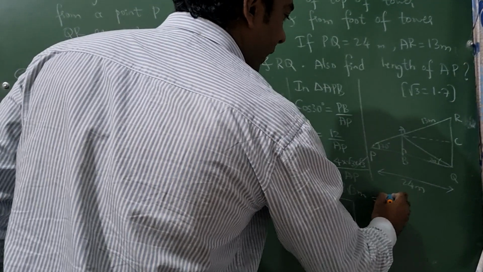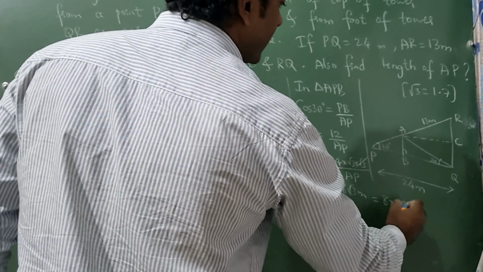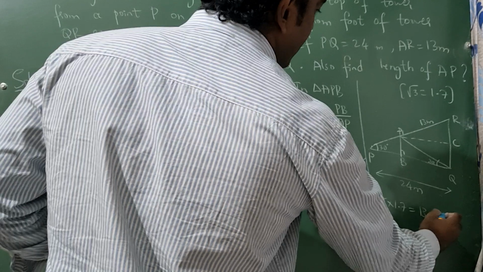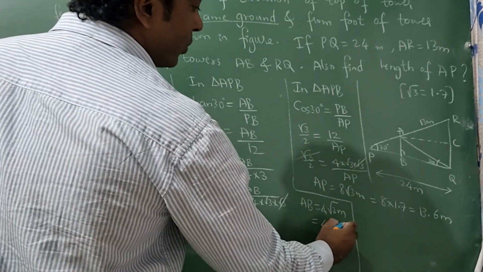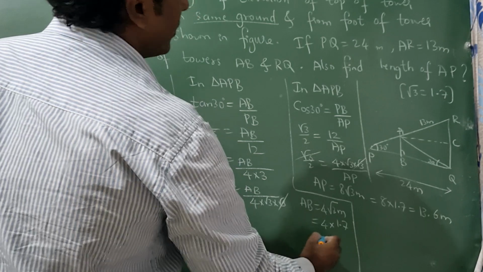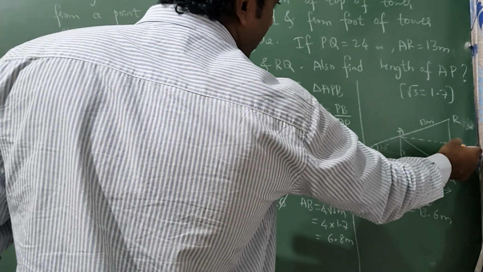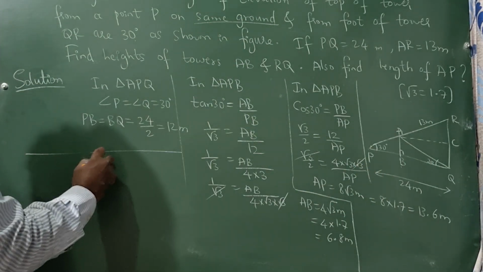Now 8 into what is root 3 value? It is 1.7. If you multiply this, you will get 13.6 meters. Here also 4 into root 3 value is 1.7. So if you multiply this, you will get 6.8 meters. Now AB is equal to CQ. So I have taken here triangle.